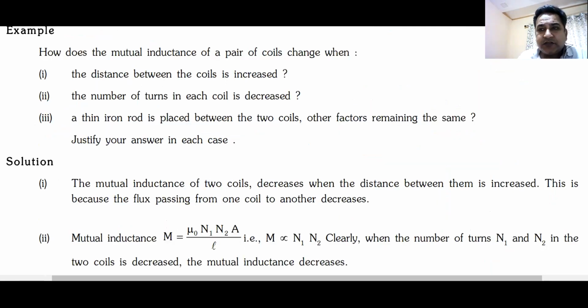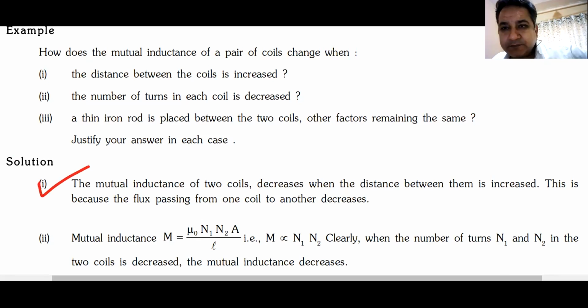And then this question, just to check, such type of question can come in your multiple choice. How does the mutual inductance of a pair of coils change when the distance between them is increased, the number of turns is decreased, a thin rod is placed? What will happen? So if the distance between them is increased, the flux linkage will decrease and hence mutual inductance will decrease. We understand this? Yes, sir.